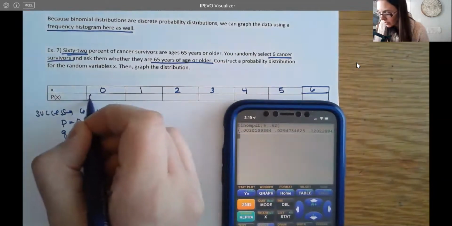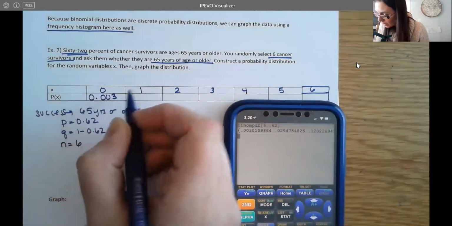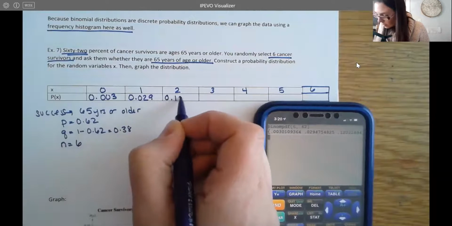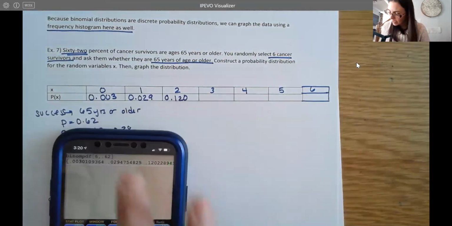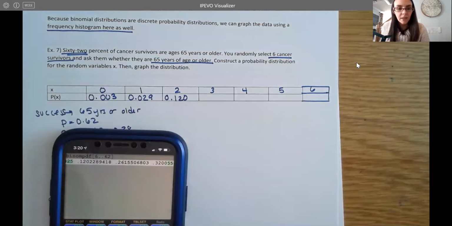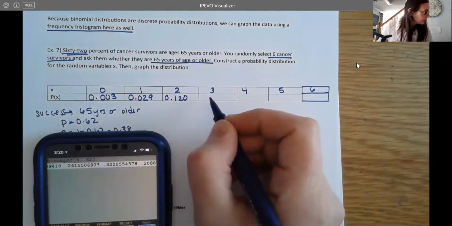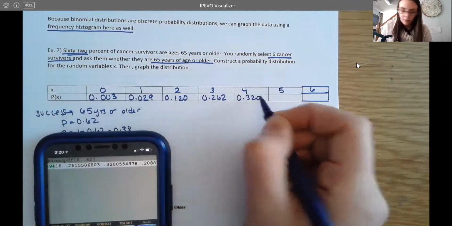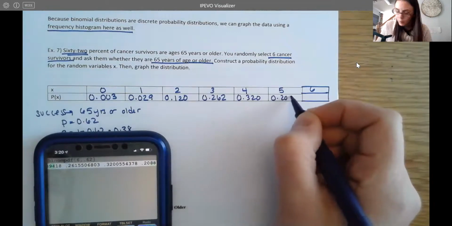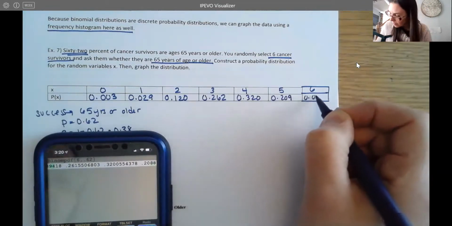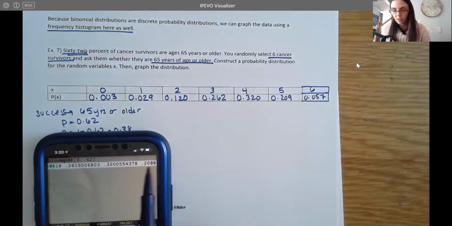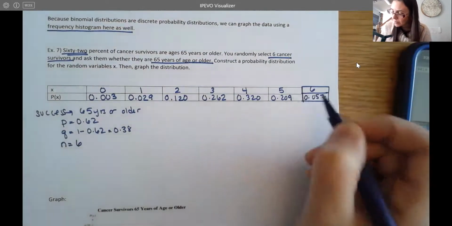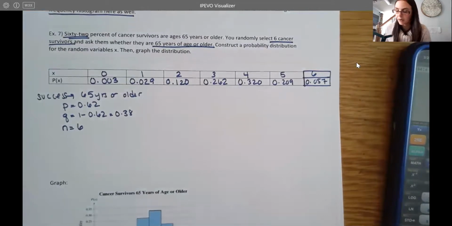So your book uses 3 decimal places. I use the same. So 0.003, 0.029, 0.120. And then again, I can just click over and keep scrolling through the rest of them. I already have it done, so I'm just going to read off my notes here. 0.262, 0.320, 0.209, and then finally 0.057. And you can see I'm just taking all these values and rounding to 3 decimal places. 3 tends to be pretty common for probabilities. If it says something different, then do something different, but 3 tends to be very standard.